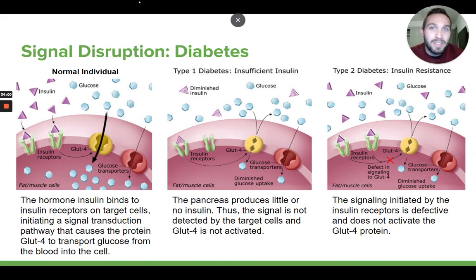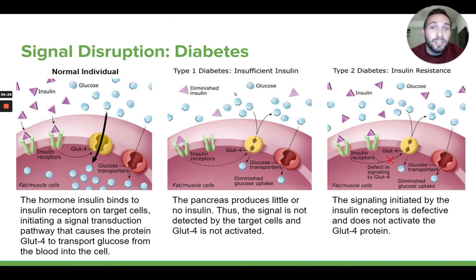Now, people with diabetes have a problem with that. Something's not working the way it's supposed to. There are two types of diabetes: type 1 diabetes and type 2 diabetes. Type 1 diabetes is when the pancreas does not make insulin as well as it should be making insulin. So there's a problem with the pancreas producing insulin.